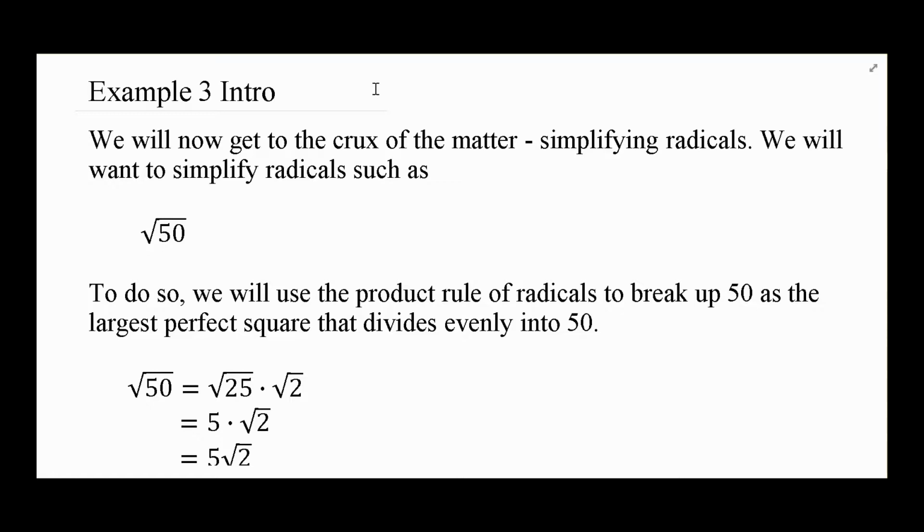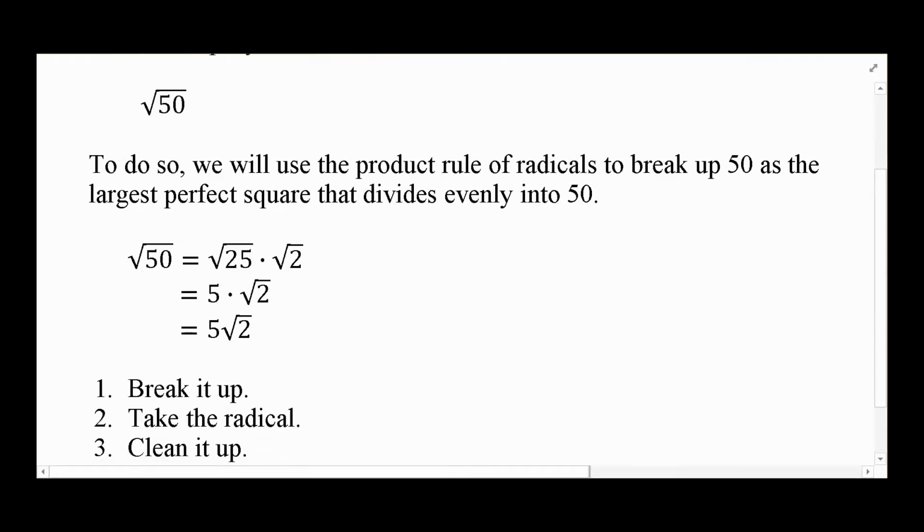So if I want to look at the square root of 50, what I want to do is use the product rule to rewrite this as a product of radicals. So the square root of 50 I'm thinking about as the square root of 25 times 2, so that I could use the product rule to rewrite it as the square root of 25 times the square root of 2. Now the square root of 25, I know the answer to that. That's 5.